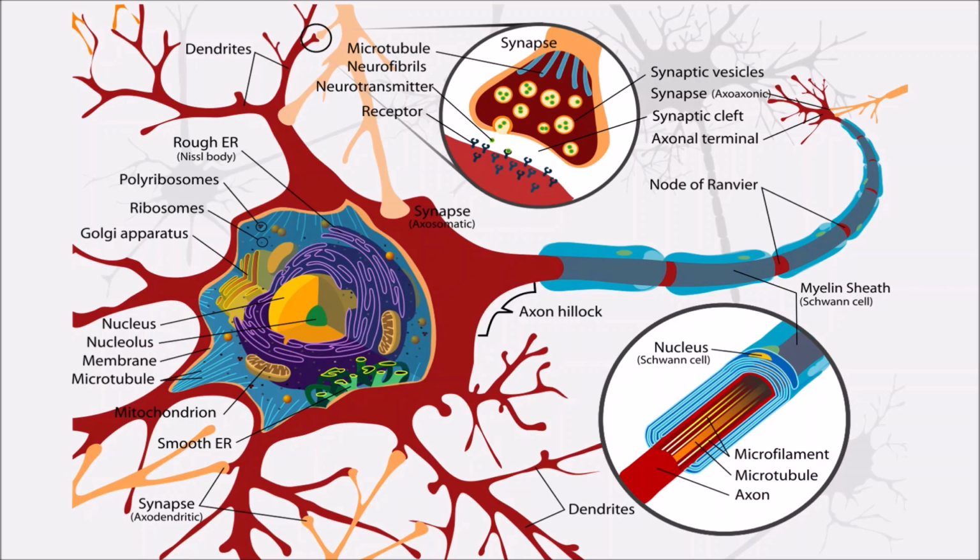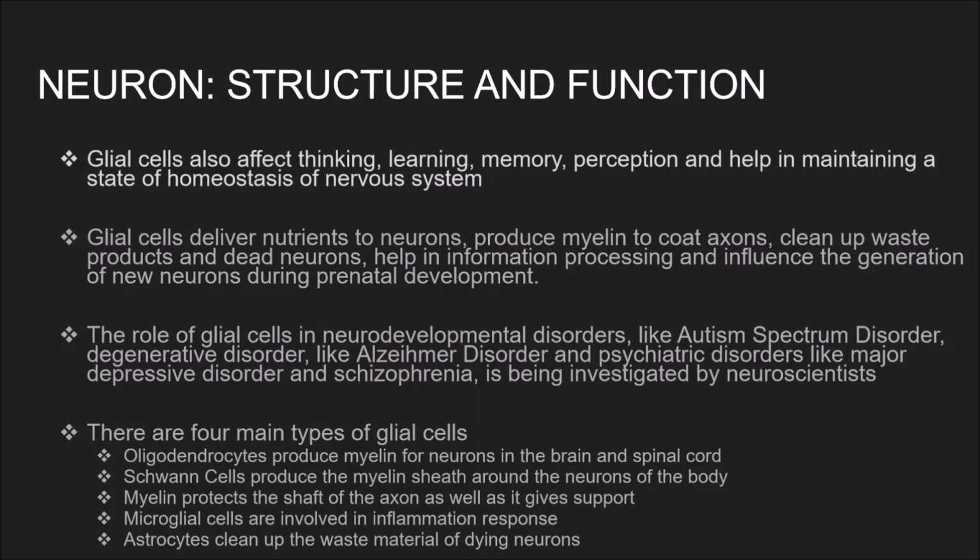Though neurons are present in large numbers in the brain, there are other primary cells that provide support to the neurons, known as neuroglia, glial cells or glia. Glial cells also affect thinking, learning, memory, perception, and help in maintaining a state of homeostasis of the nervous system. Glial cells deliver nutrients to neurons, produce myelin to coat axons, clean up waste products and dead neurons, help in information processing, and influence the generation of new neurons during prenatal development.